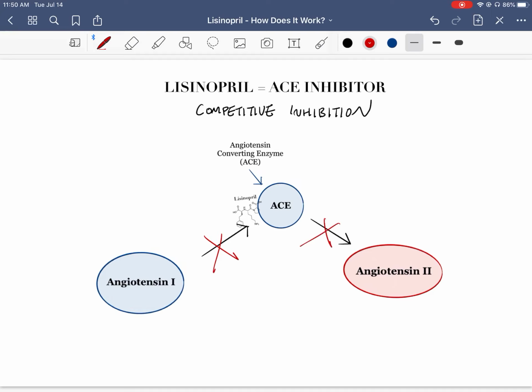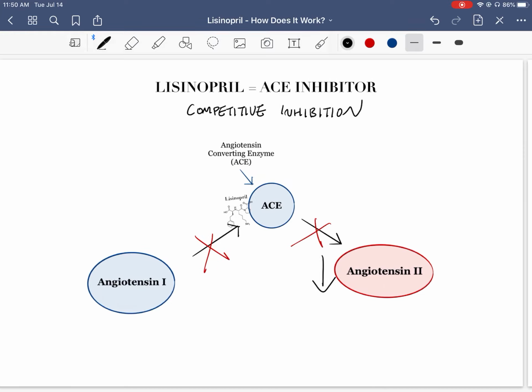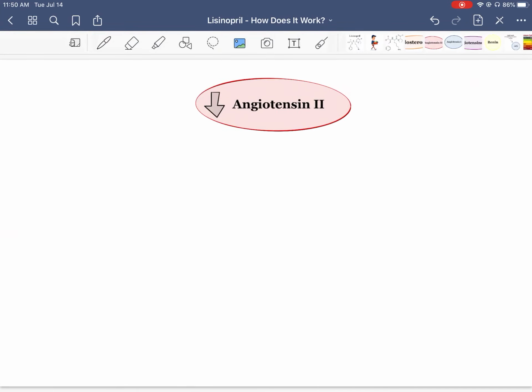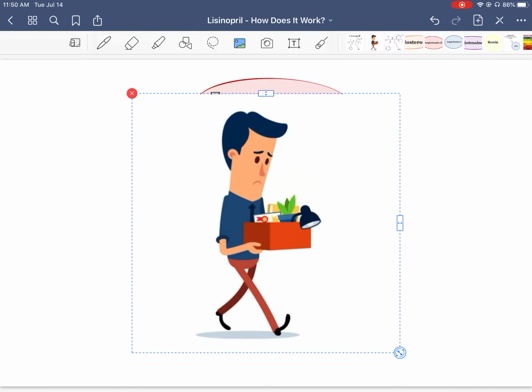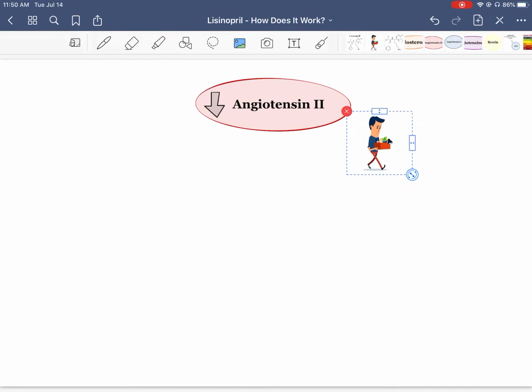By blocking the angiotensin 1 from ACE, this decreases the amount of available ACE in our bloodstream, and thus we limit the conversion of angiotensin 1 to angiotensin 2, decreasing the amount of angiotensin 2 in our bloodstream. The job of angiotensin 2 is literally to increase blood pressure, so we're very glad to be putting it out of business.